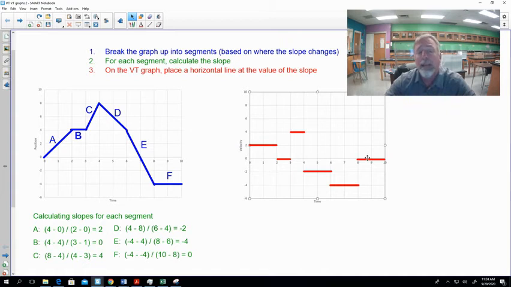So you see, it's pretty easy to do this. I want you to do a couple of these just as practice. The quiz on Friday will look very, very similar to this. I'm going to want you to be able to tell me how to go from one graph to the other.